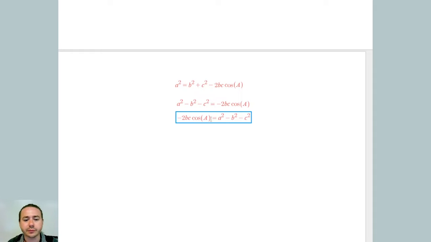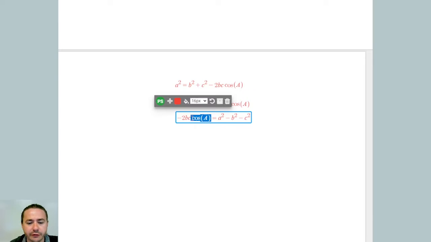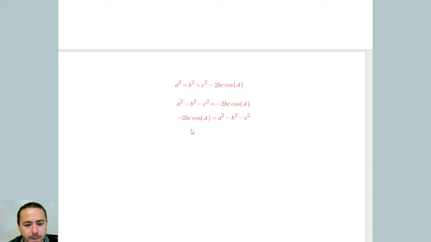Okay, so trying to get this by itself, the next thing I need to do is divide both sides by negative 2bc. So I have a squared minus b squared minus c squared, all over negative 2bc.